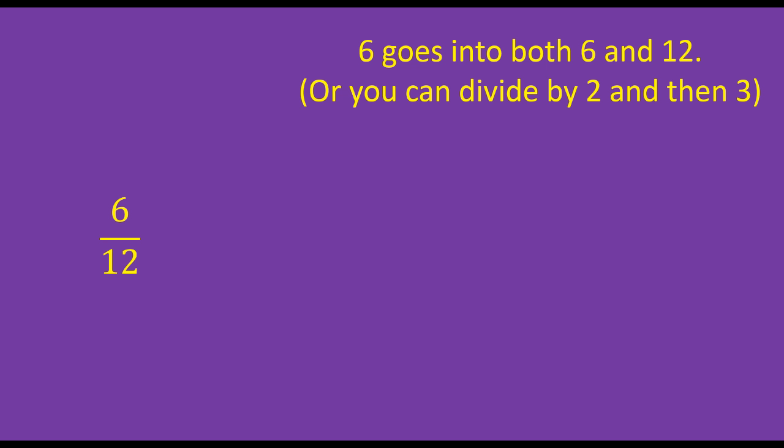So what I need to do is find a number that goes into both 6 and 12. That number would be 6. Alternatively, you can half both top and bottom and then divide by 3. So I do this, I get a half, okay? That's because 6 goes into 6 once and 6 goes into 12 twice.